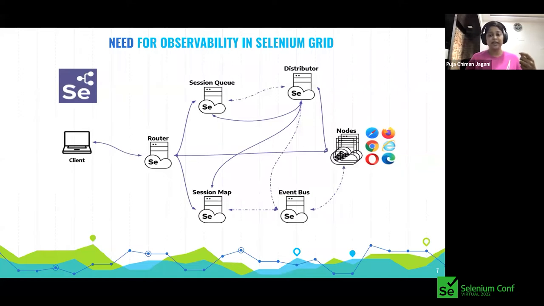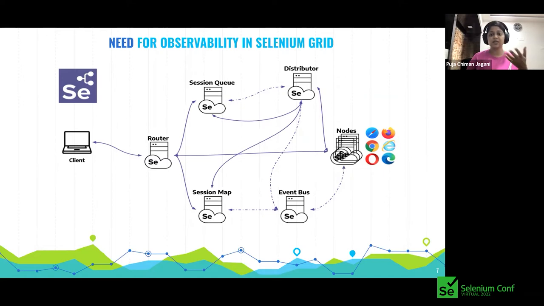Nodes, as you see in the diagram, you could have one, you could have 10, you could have 100. That is where your browsers run. Those are separate machines where you would have the operating system and browser combinations that you would like, right? That's what will give you that server farm or device lab feeling.